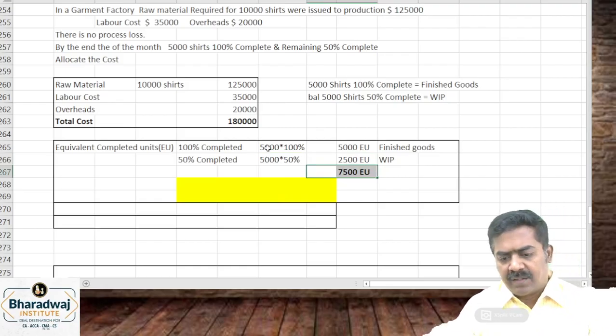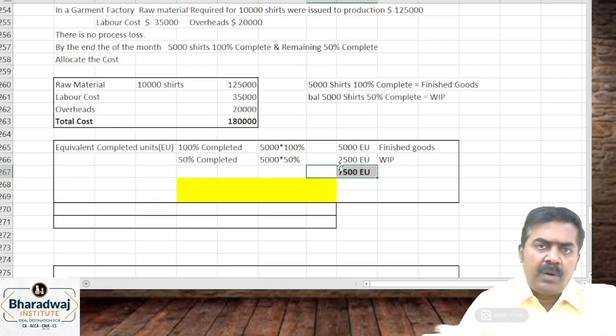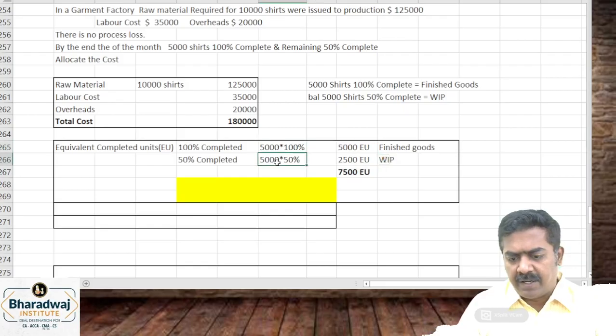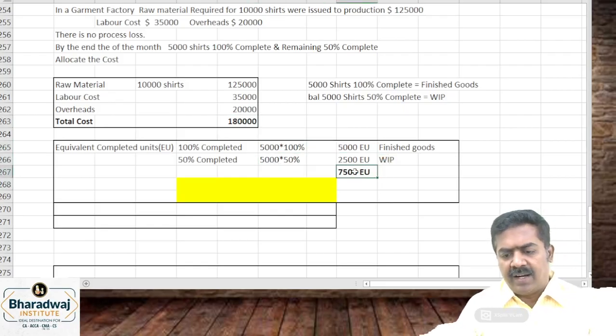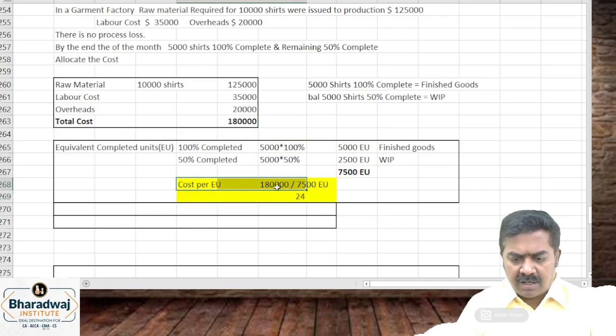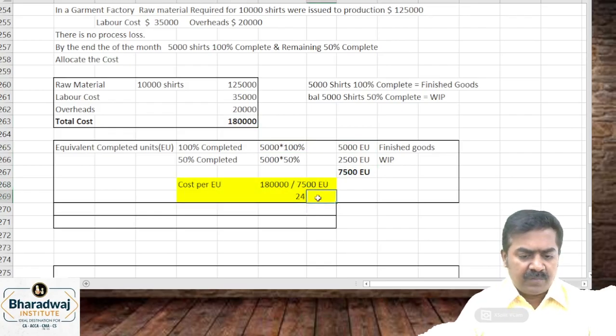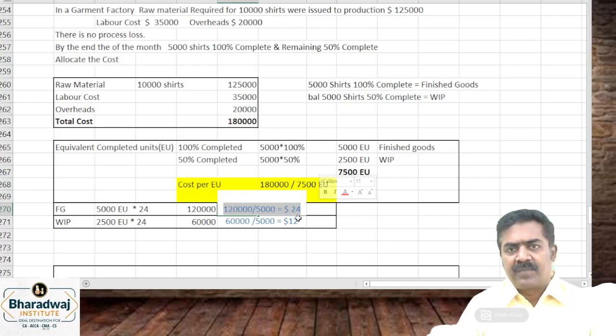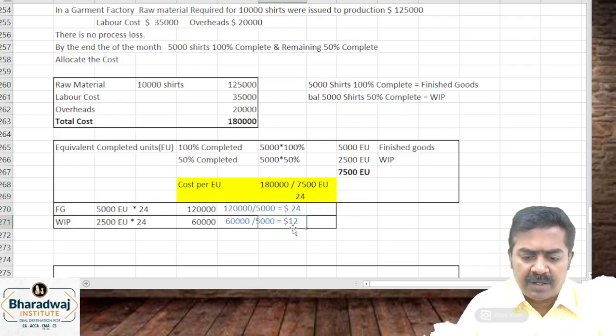Otherwise, this equivalent unit refers to equivalent value of completed units. 100% completed, 50% completed. So 1,80,000 divided by 7,500, cost per equivalent unit will be like 24. If you assign the cost, finished goods, 5,000 equivalent units into 24, 1,20,000. WIP, 2,500 equivalent units into 24, 60,000. Now if you work out cost per unit, 1,20,000 is assigned for 5,000 shirts, $24 per shirt. The work is 100% complete, so $24 per shirt.